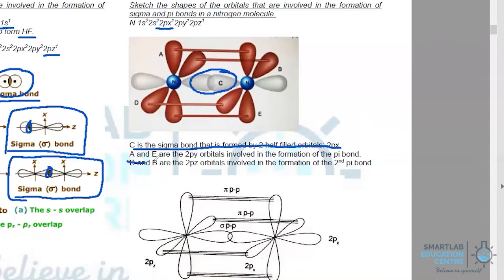Thereafter, A and E, A is here, E is here. This is the first p to p side overlap, which gives rise to the first pi bond. And the D and the B orbitals could do a p to p side overlap as well. That gives rise to the second pi bond. So all in all, for N2, we will have one sigma bond and two pi bonds. For any covalent bond, the maximum number of pi bonds is 2.